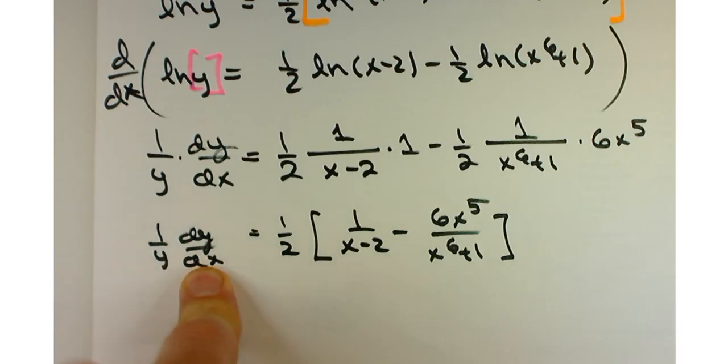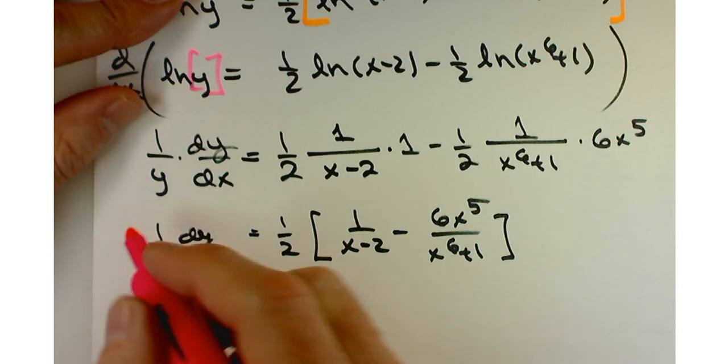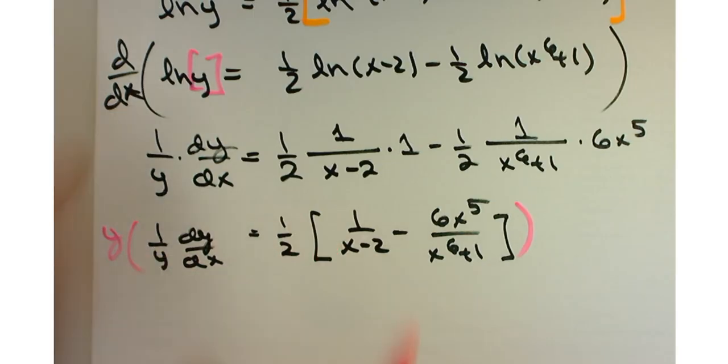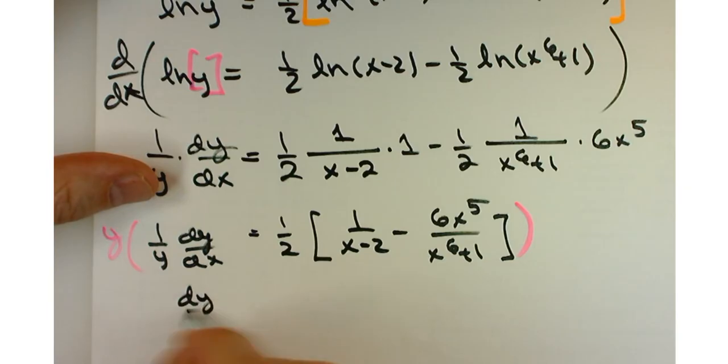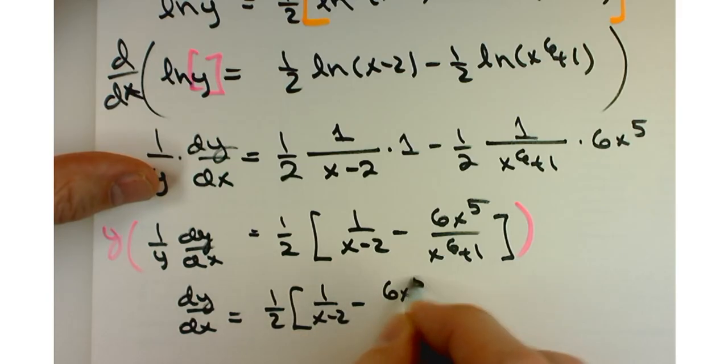Our original goal is to calculate dy by dx. We don't have dy by dx by itself yet. What do I have to do to get dy by dx by itself? Multiply by y. So if I multiply both sides by y, the y and 1 over y cancel, and it gives me dy by dx equals 1/2 times 1 over x minus 2 minus 6x to the 5th over x to the 6 plus 1, times y.